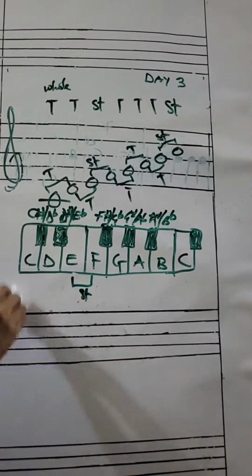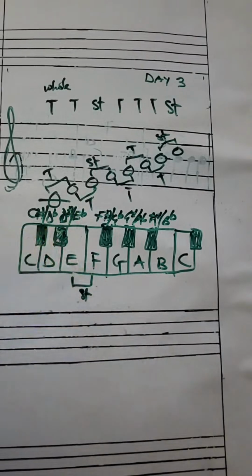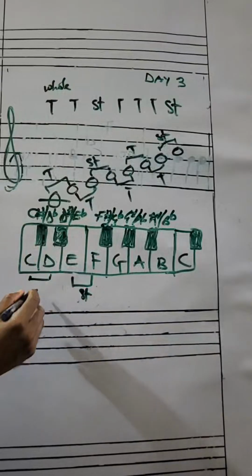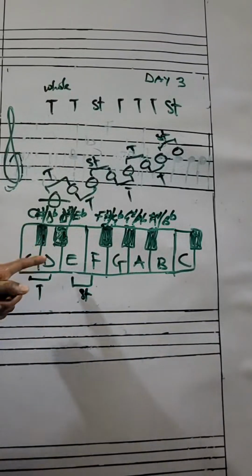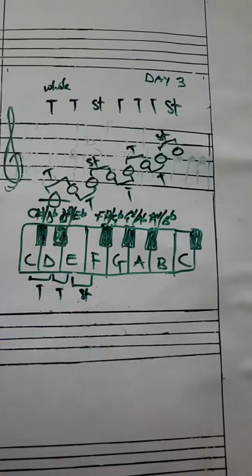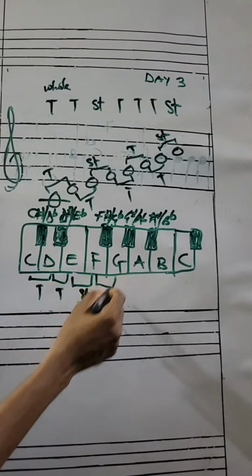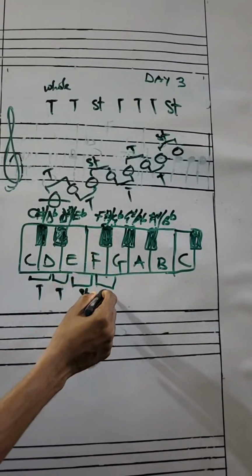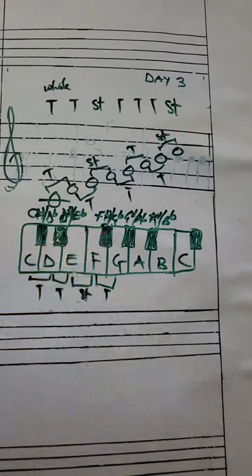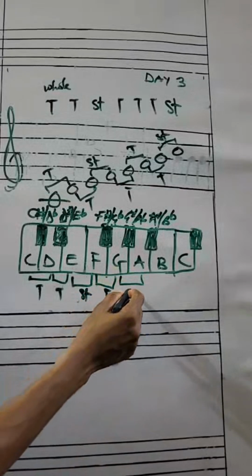But you can see that between C to D, if I want to get to D, there is a black note here already. So I must move 1 and 2, making it what? A tone. Between D to E, I must also move 1 and 2, making it what? Another tone. Between F to G, there is another black note here, which means I must move a tone. I must move 1, 2 to get to G. Then between G and A, I also have a tone.